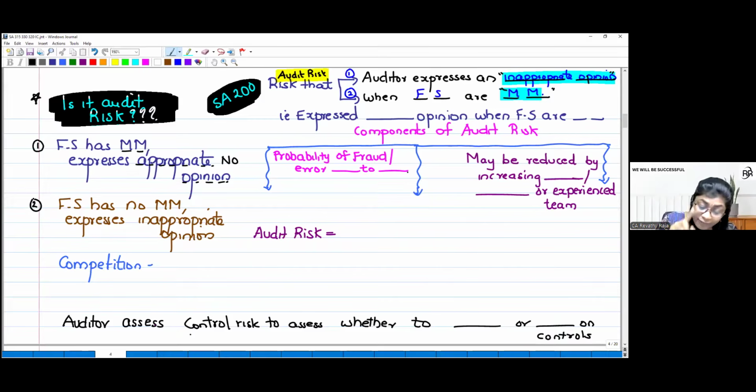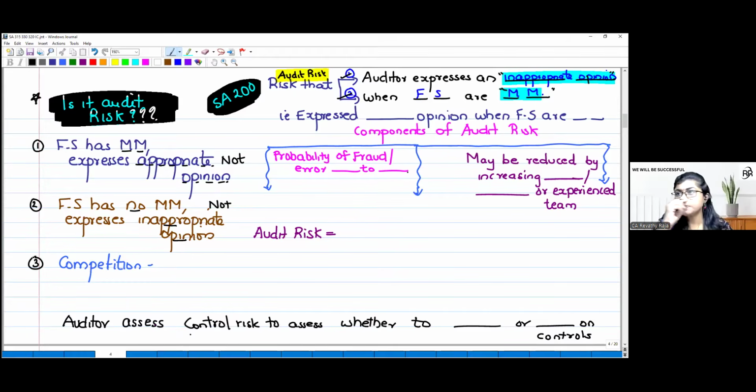Second, there are no misstatements at all in the FS, but you expressed the inappropriate opinion. Is that an audit risk? Mind you, we said audit risk is: FS should be misstated and opinion should be inappropriate. Here there is no MM. MM means misstatement. Again, not an audit risk.